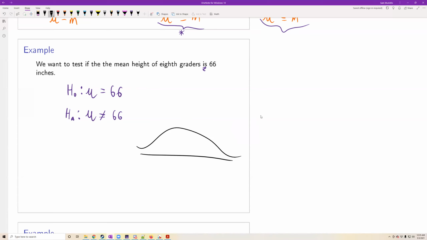In terms of a graph here, we would have a 66 down the middle, and then we would want to shade both sides. Again, you're shading based on the alternate hypothesis. It would be unusual if the mean was not 66. A high or a low value would make that unusual thing happen. So we'll shade on both sides. Just like before, alpha, which is kind of like the confidence level, would have to be given to us in the problem.